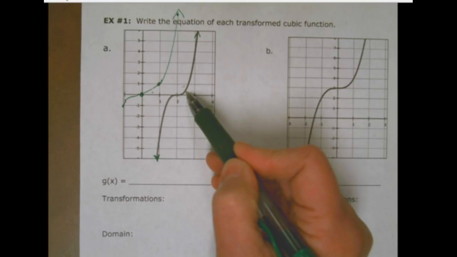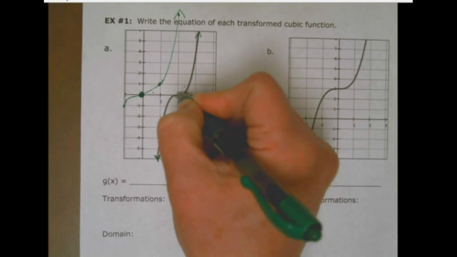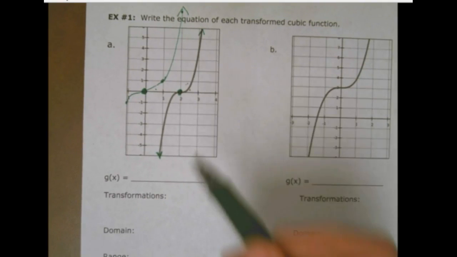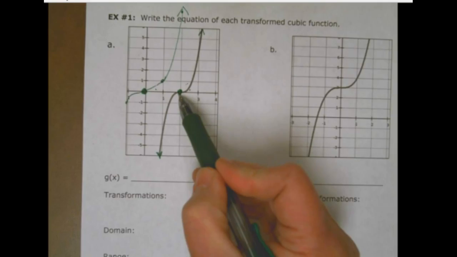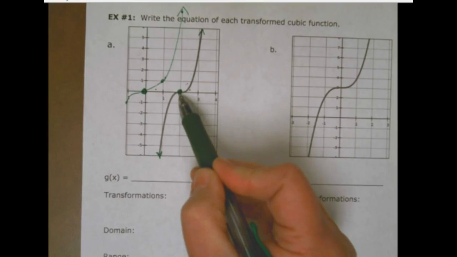Parent graph, transformed graph. Well, what's been transformed? The parent graph goes through 0, 0, and this has a, I can't really call that a vertex point, but this has a key point right here. So what's happened to it, if I start here and move it here, have I moved up, down, left, or right?